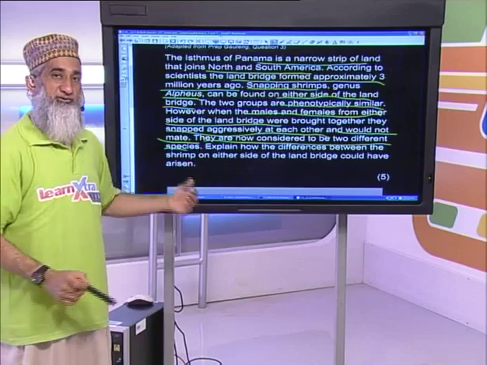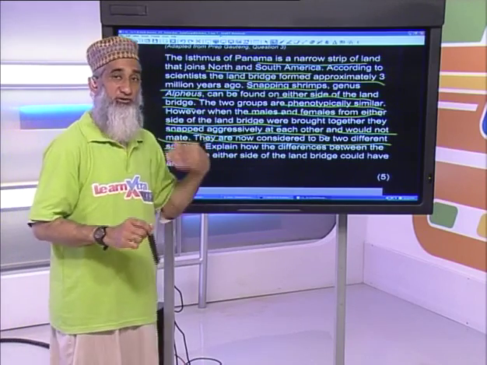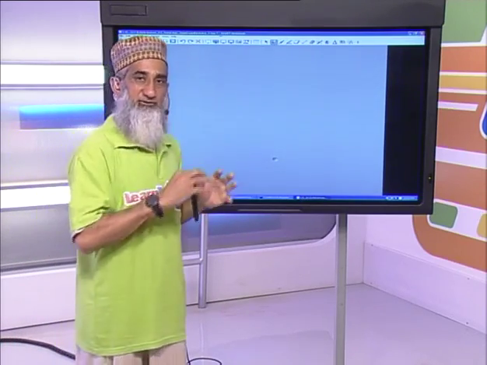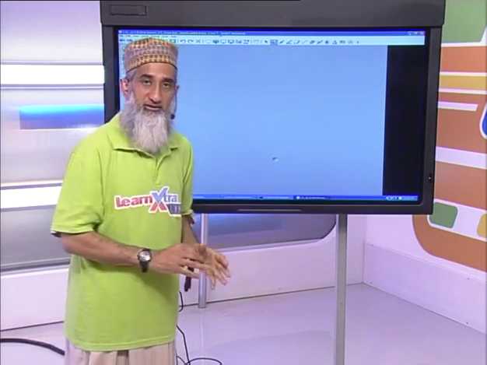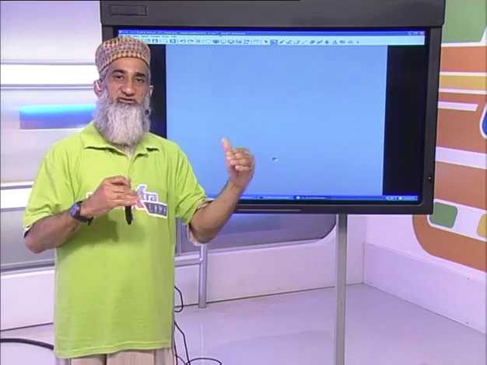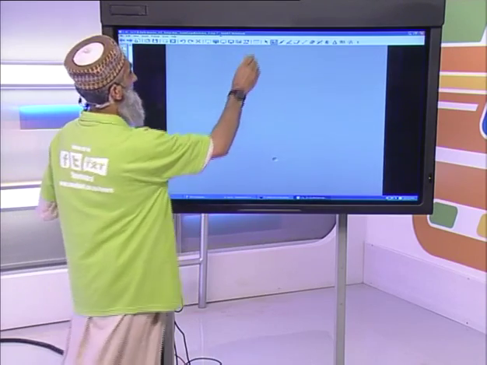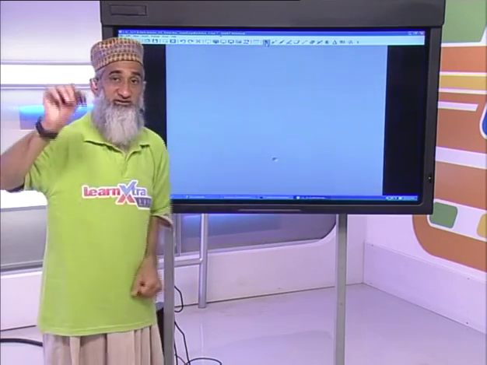The minute they mention in the paper two different species, then obviously the question is about speciation. Explain how the differences between shrimp on either side of the land bridge could have arisen. Explain is your verb. So if they are new species, we need to explain how they became new species. When we go through this answer, we've put these questions together to show you that no matter what the example, the steps that you have to follow, whether it's natural selection or speciation, are usually the same.